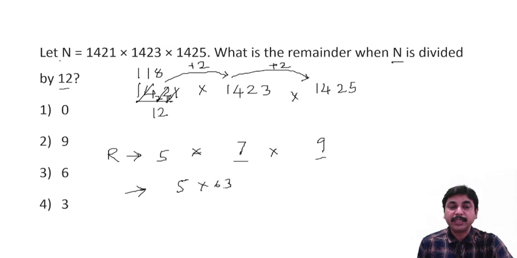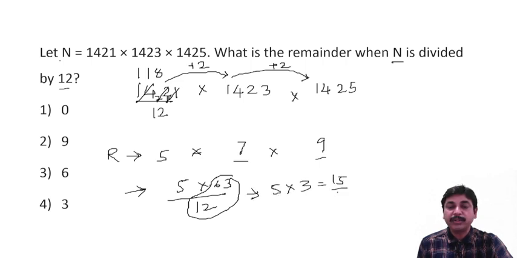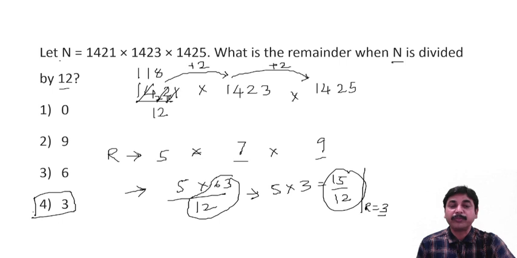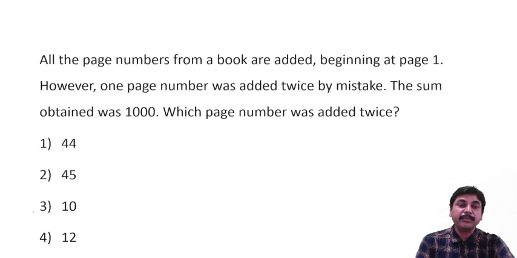7 nines are 63. Again we have to divide this by 12. So whatever remainder we get here, the remainder will be 3, and into 5 again. So 5 threes are 15. So divide this 15 finally by 12. So the remainder of this whole expression will be 3, which is your option 4.